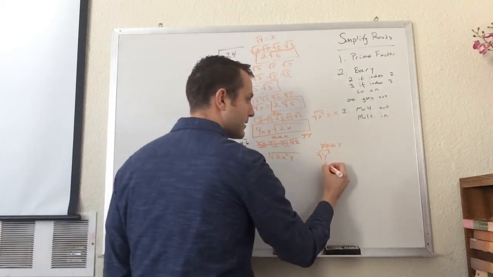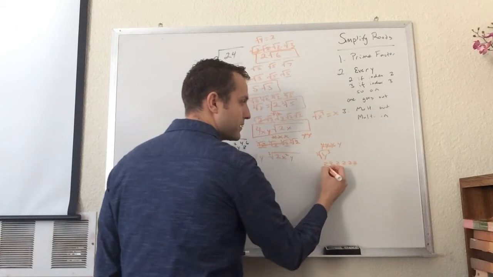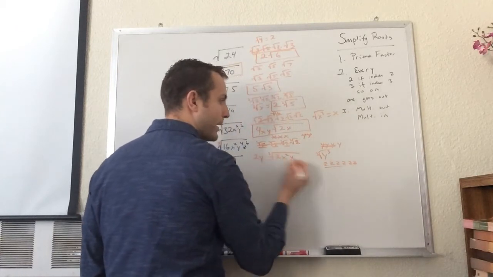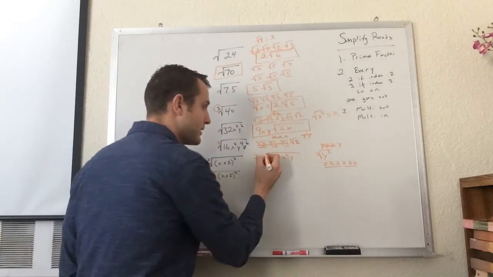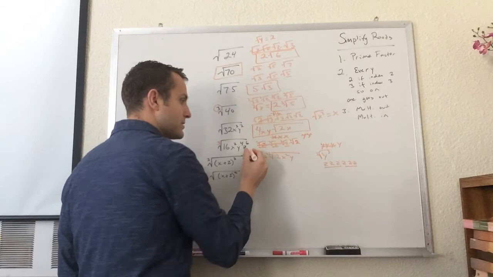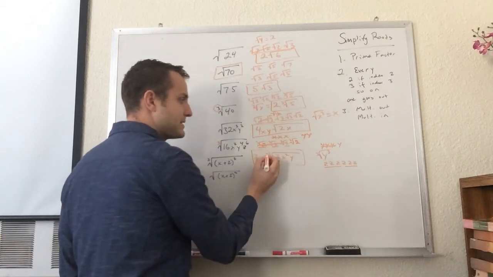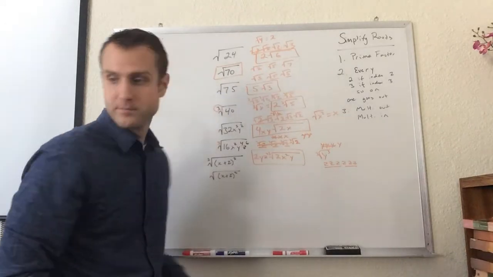Z to the 6th, that means I have 6 z's. Remember, every 3, I pull 1 out. So I have 3, and then I have another 3. So I have 2 groups of 3, so that's going to be z squared, and I have nothing left over. So my answer is 2yz squared, and then the cubed root of 2x squared y.